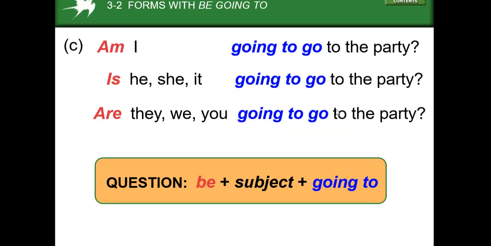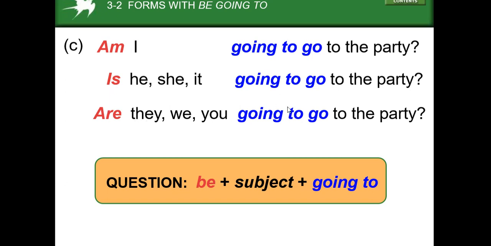What about when we are going to do questions? Look, am I? We have to put the verb be at the beginning. Remember, for questions: the verb be at the beginning plus the subject plus going to plus complement, okay? And that question mark. Am I going to go to the party? Is he going to go to the party? Yes, he is. No, he isn't. It depends, okay? Is she going to go to the party? Is Maria going to go to the party?